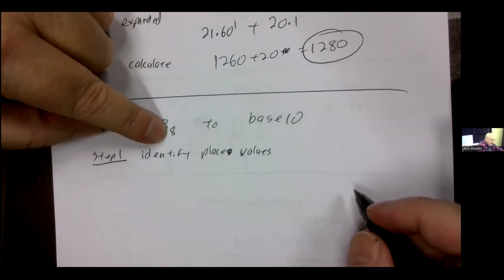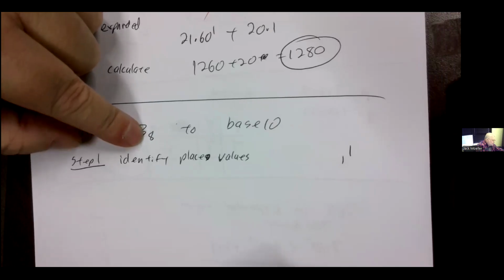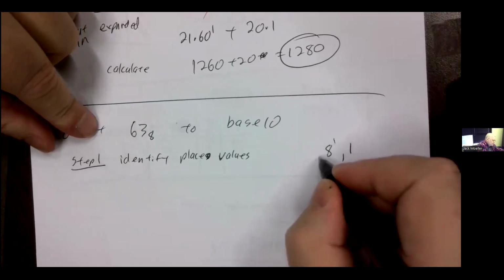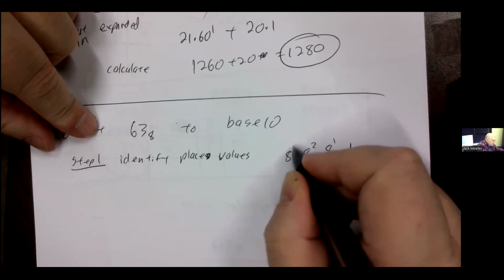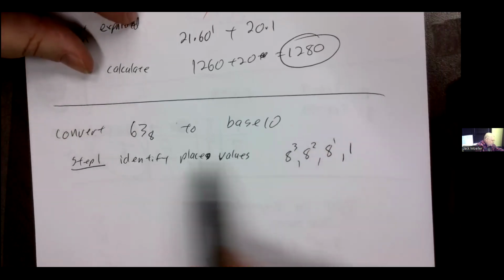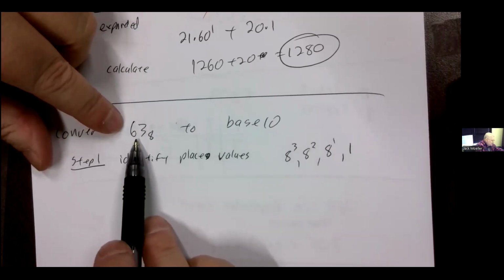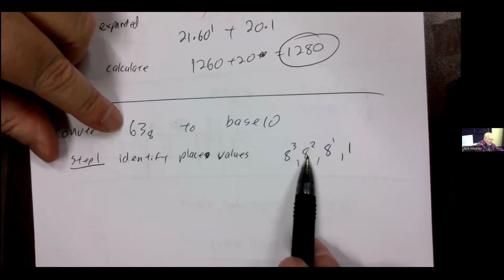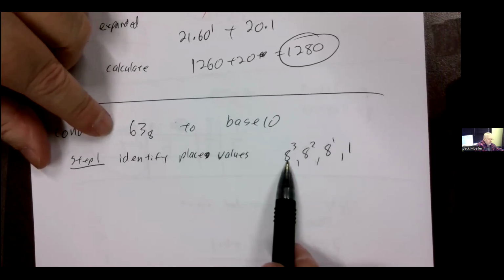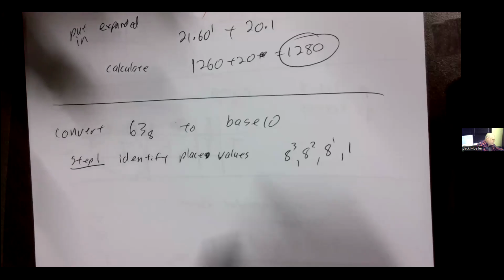So we're in base 8. So the place values are going to start on the right at 1. And then as we go to the left, it's going to be 8 to the first, 8 to the second, 8 to the third, and so on. Now we don't need these for this particular number because it's only 2 digits. If we had a third digit, we need 8 squared. If we had a fourth digit, we need 8 cubed, and so on. So you need your place values to be able to do this.